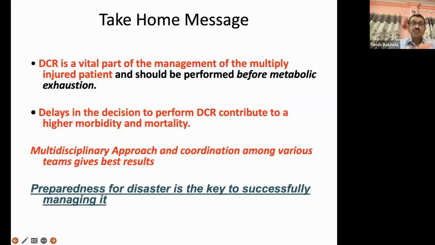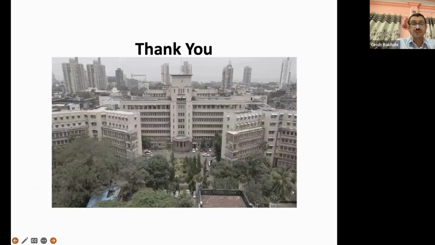So the take home message is that damage control resuscitation is a vital part of management of multiple injured patients and should be performed before metabolic exhaustion kills the patient. Delaying the decision to perform DCR contributes to higher morbidity and mortality. At the same time, you should know when and to whom to give this method of treatment. You should be hand in glove with your interventional radiologists, intensivists, anesthetists, OT staff, and that is why a multidisciplinary approach and coordination among various teams gives the best results. We always say that preparedness for disaster is the key to successfully managing it.